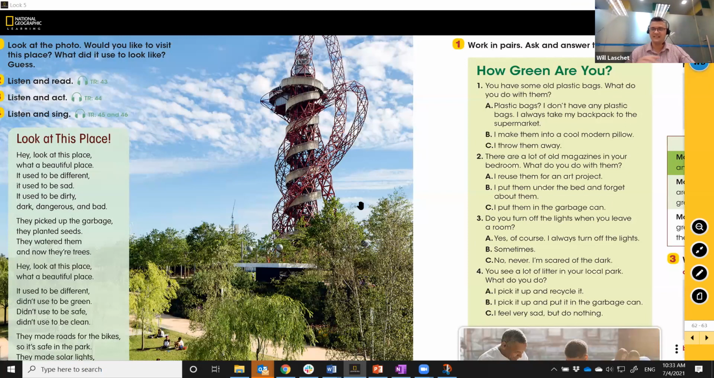Do you turn off the lights when you leave the room? I remember when I was a child, I was always getting in trouble from my parents for not turning off the lights.